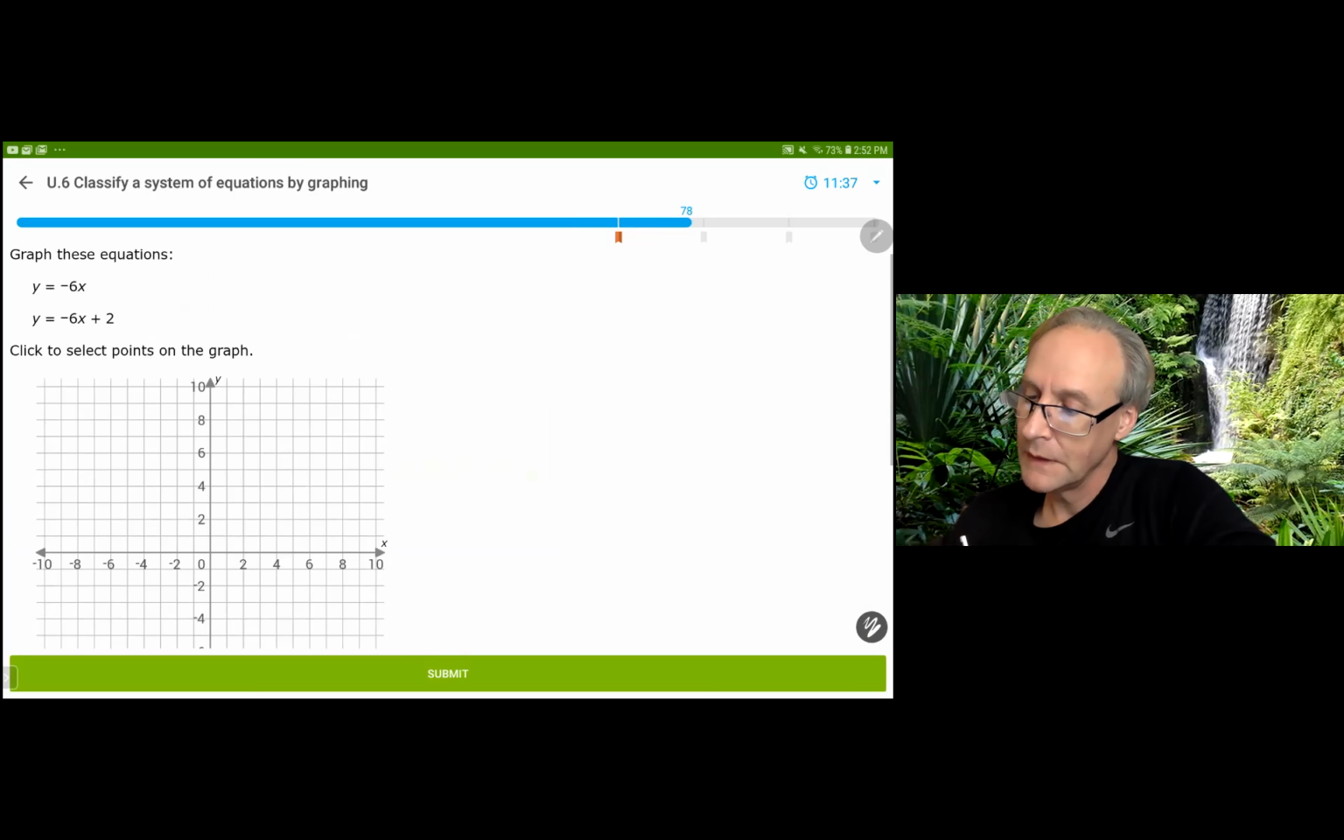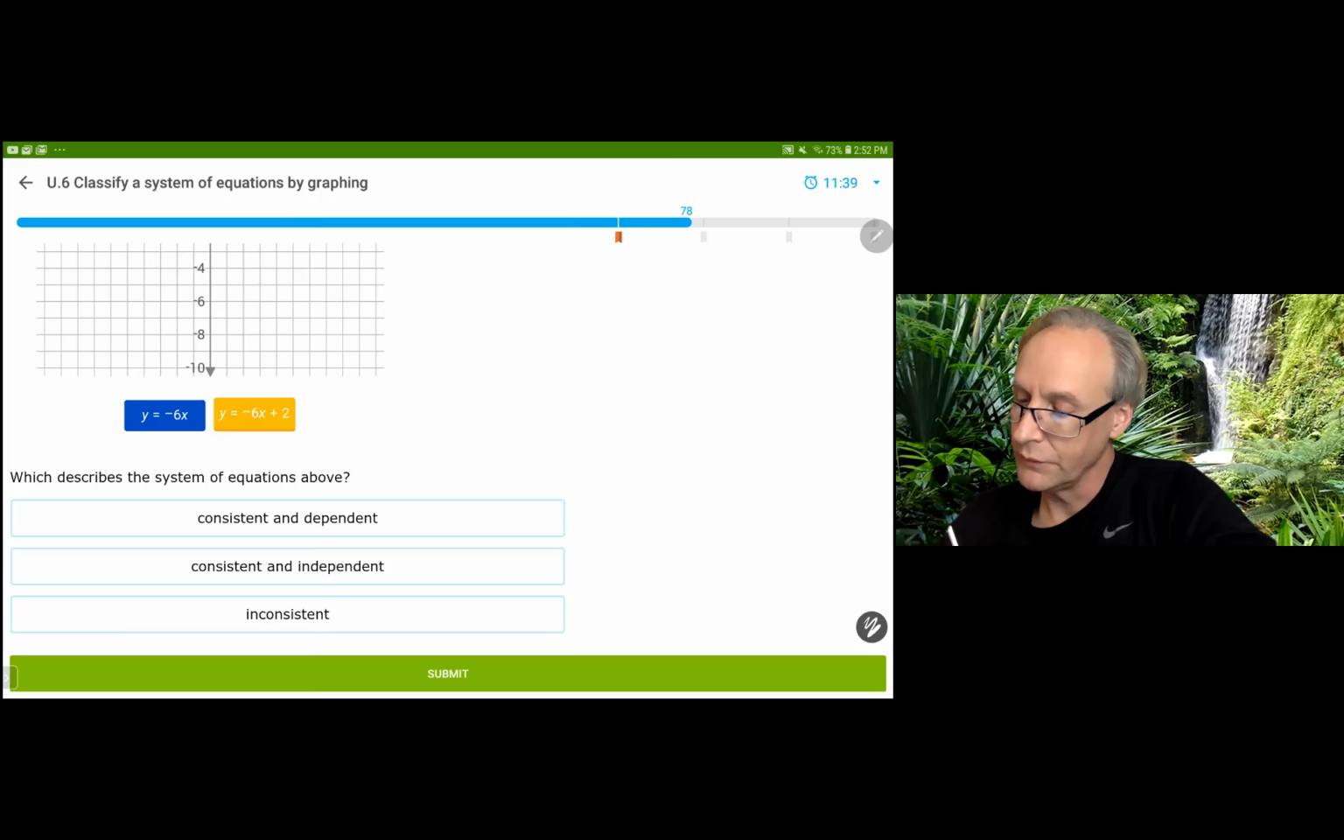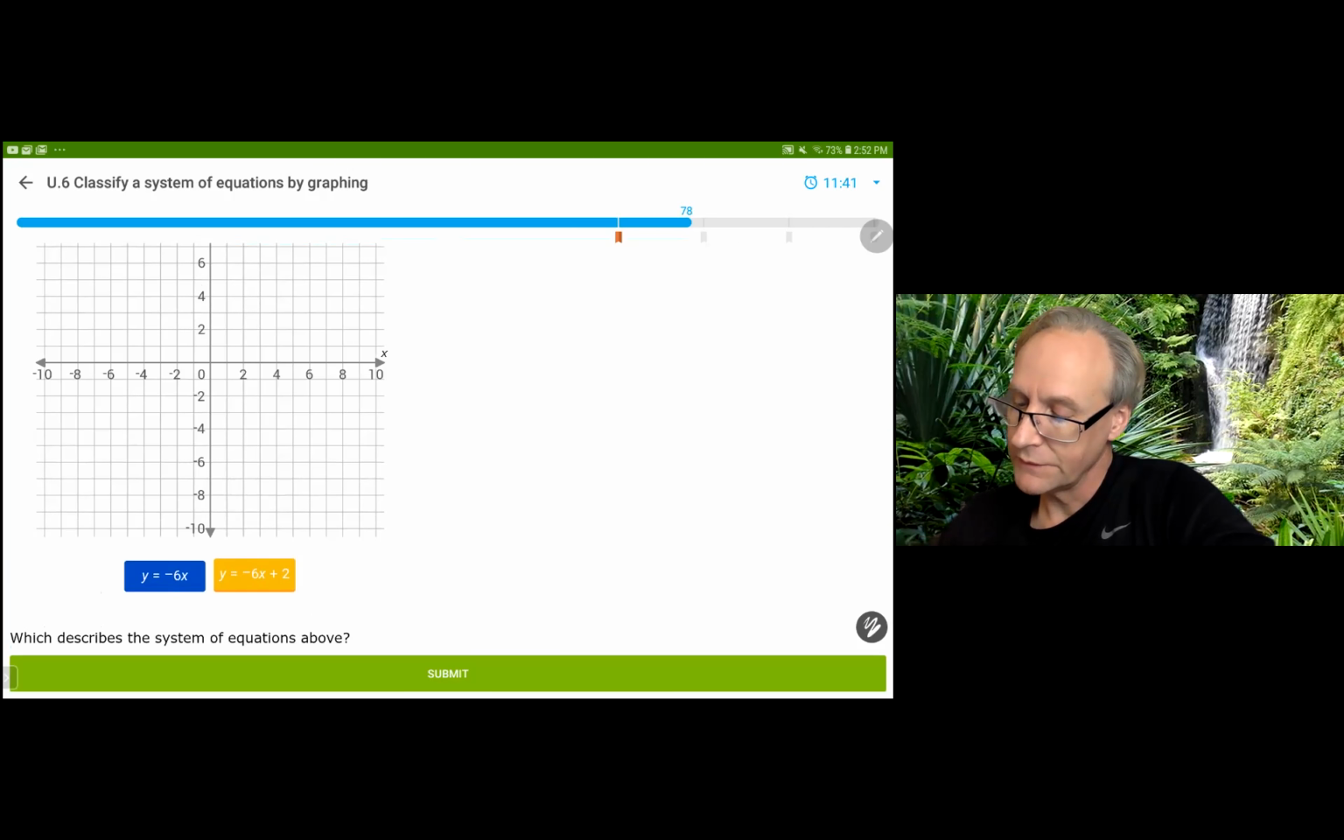This one, we'll graph the blue one first. Y equals -6x. It's going through 0, 0, and it's going to have a slope of -6/1. Very steep graph, isn't it? This one over here is going to go through -6x plus 2, which is going to go through 0, 2, and it's also going to have a -6 graph.